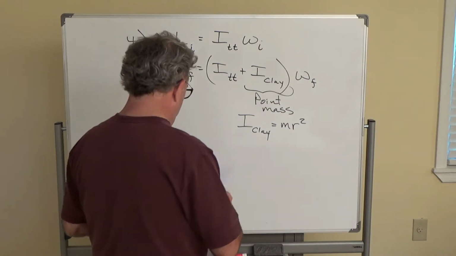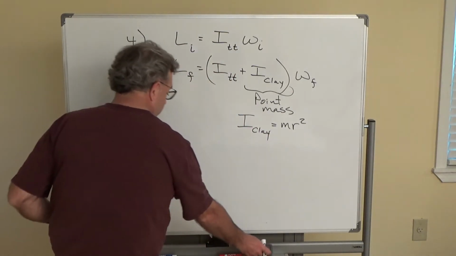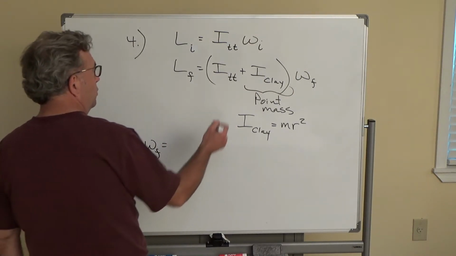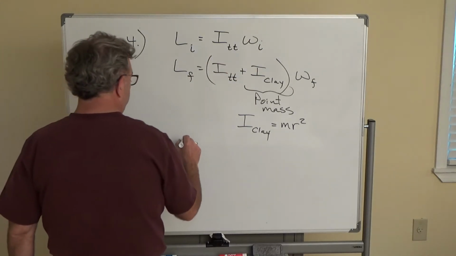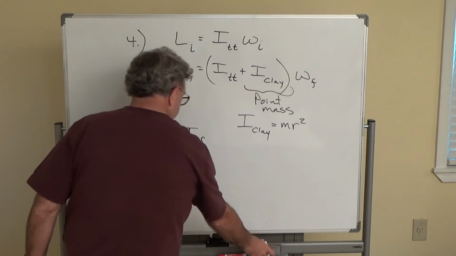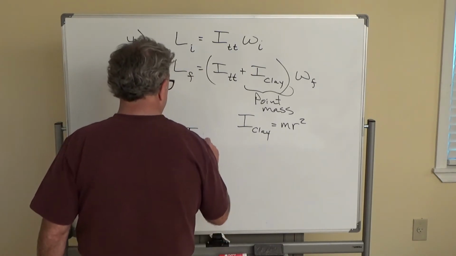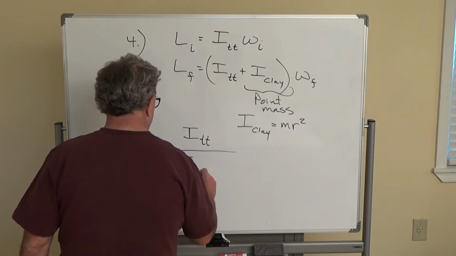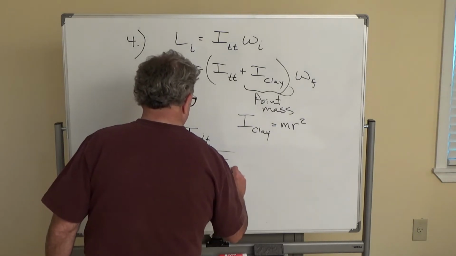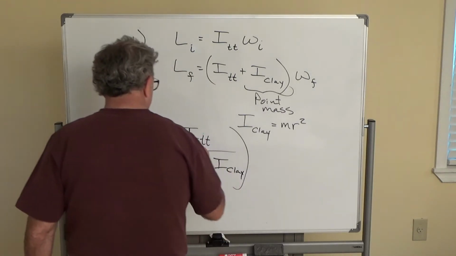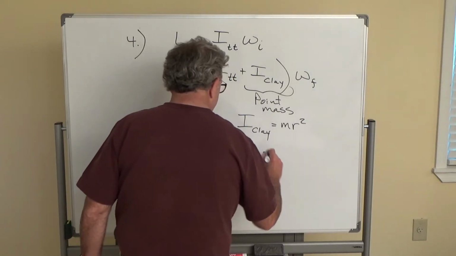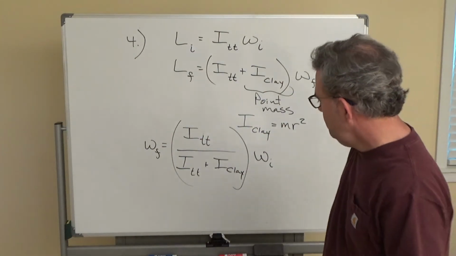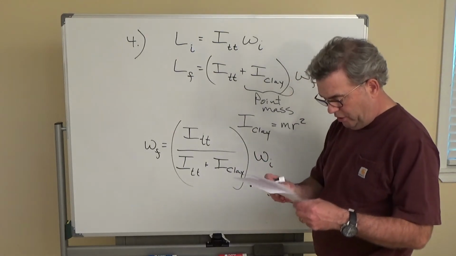So omega final, I'll just write it down here. Omega final is going to be equal to, since you set these equal to one another, I of the turntable divided by I of the turntable plus I of the clay, and all of that multiplied by omega initial. So you do that calculation, that's simple.